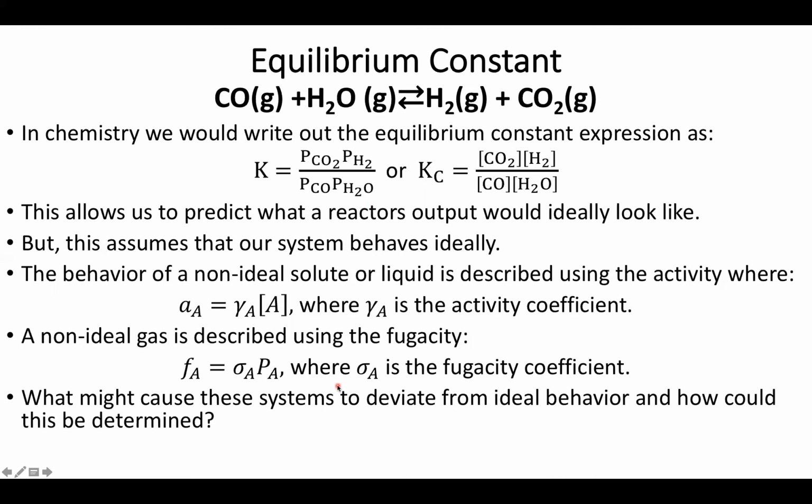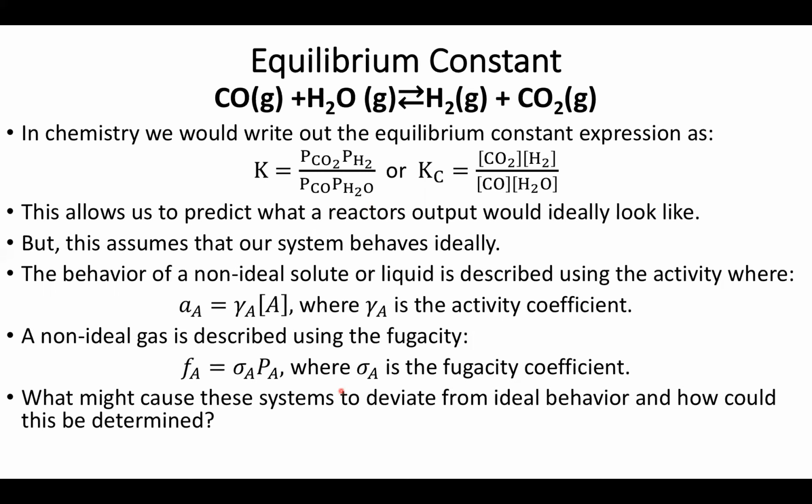So again, one of the big things we're going to want to think about is how and when our systems are going to deviate from ideal behavior. The biggest deviations from ideal behavior are going to be seen especially in gas conditions at high pressures, where they behave a little bit more like a liquid and a little bit less like a gas.